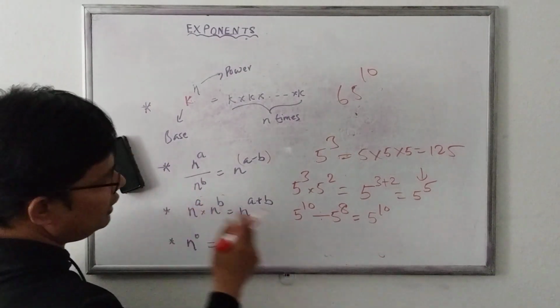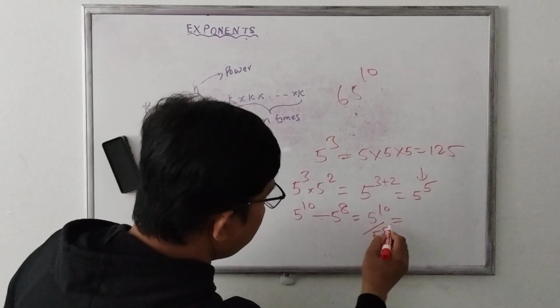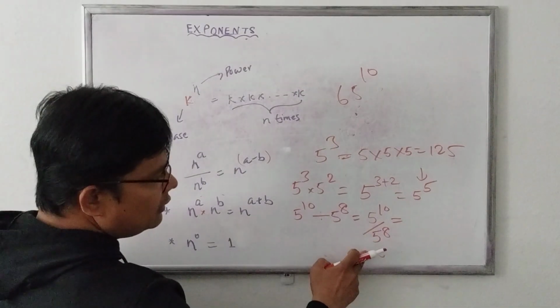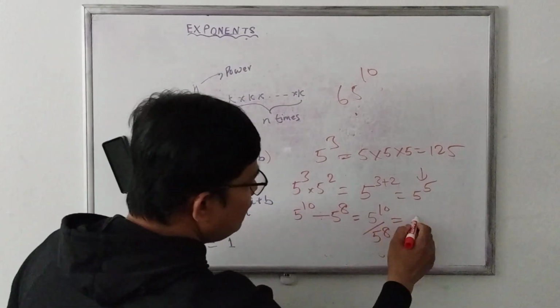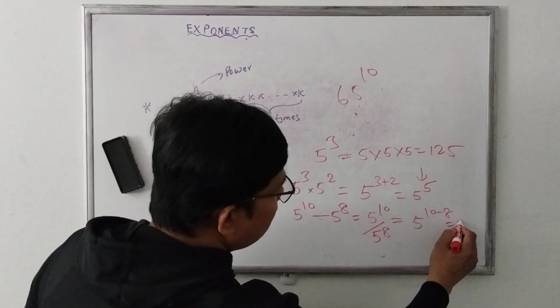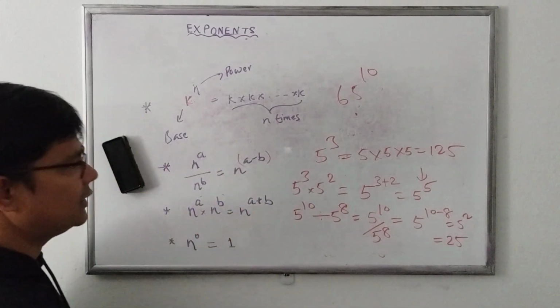Oh, here, okay. So divide by 5 power 8, correct? It's the same thing, but what we do here is 5 power 10 minus 8, which is 5 power 2, which is 25. 5 power 2 is 25.